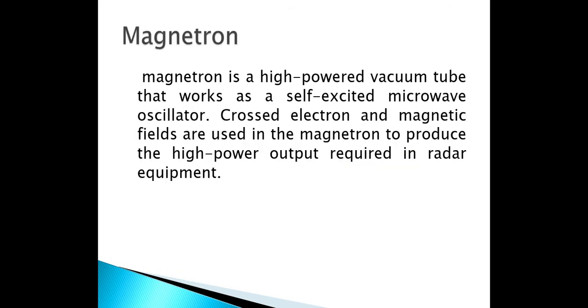So what is meant by magnetron? Magnetron is a high-powered vacuum tube that works as a self-excited microwave oscillator. Crossed electric and magnetic fields are used in the magnetron to produce the high power output required in radar equipment.